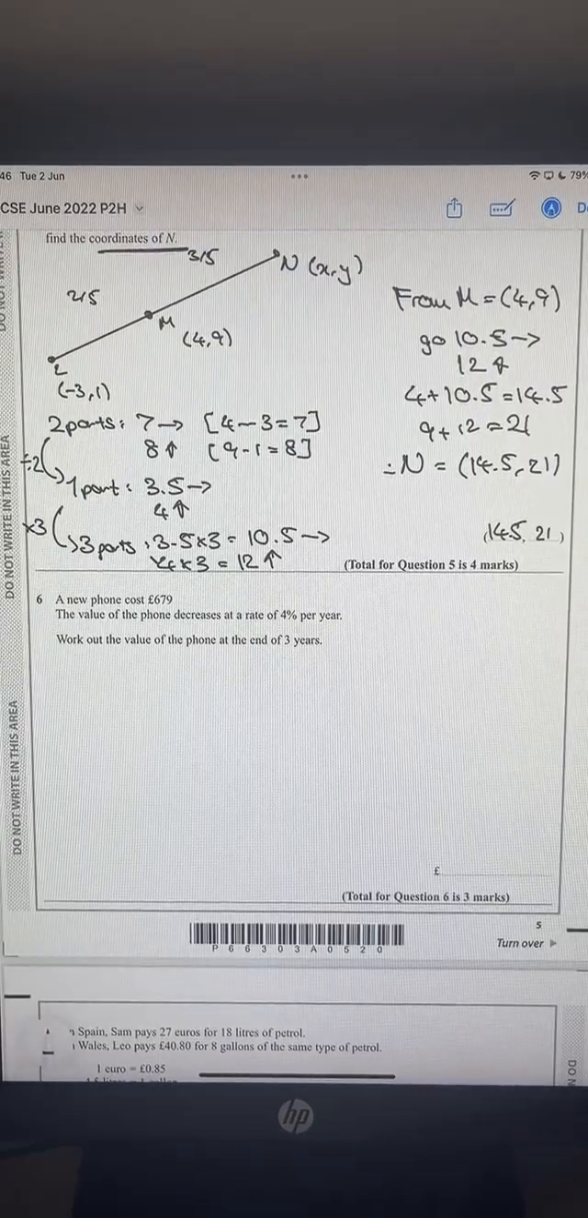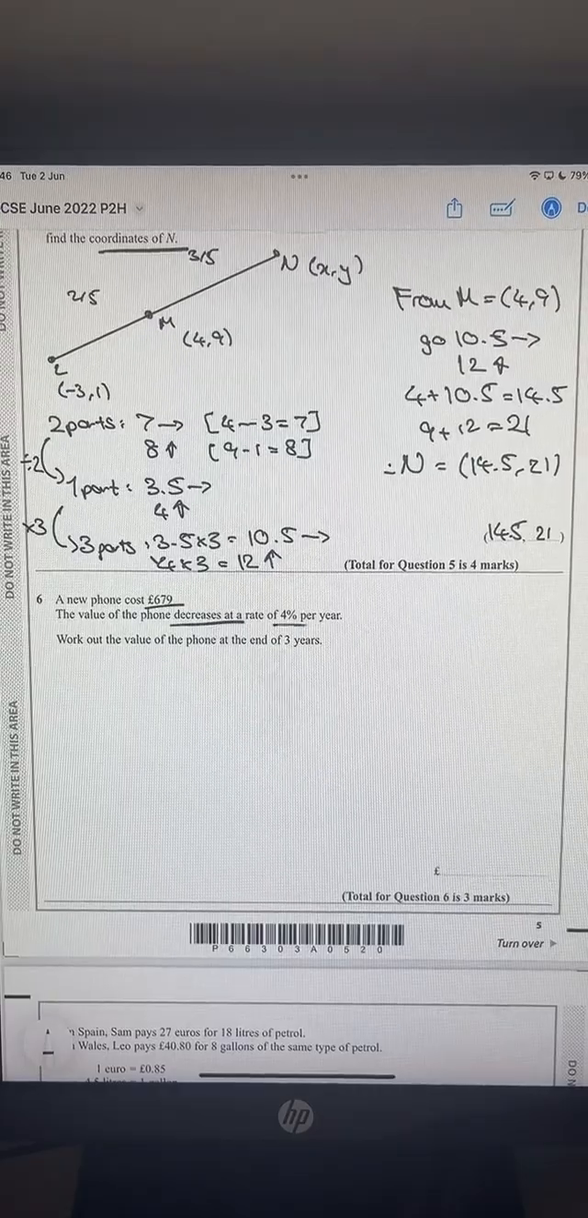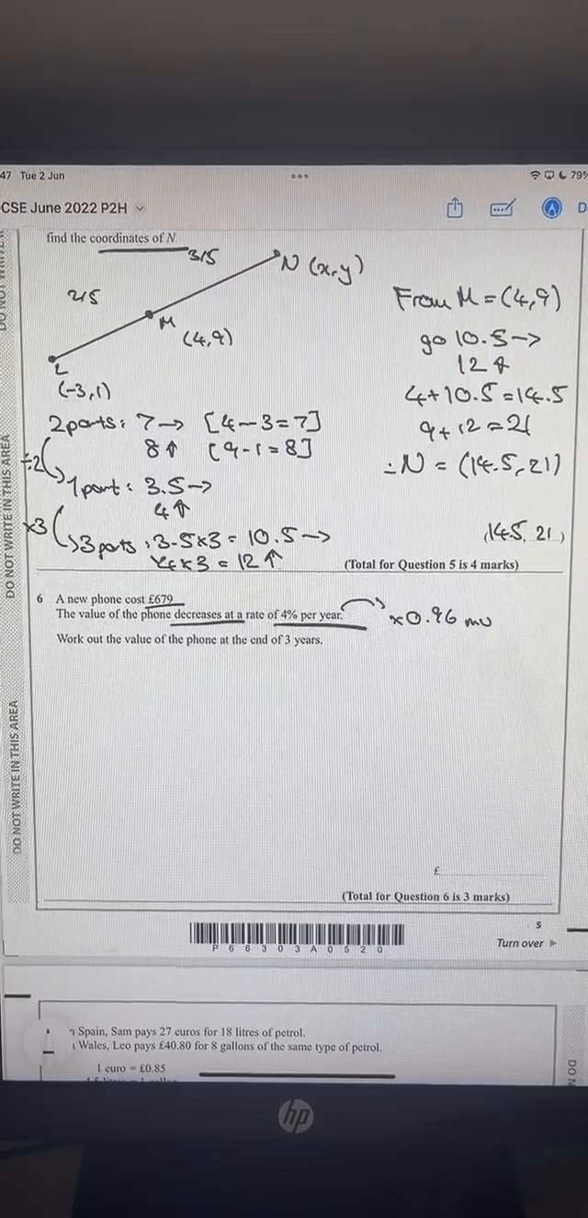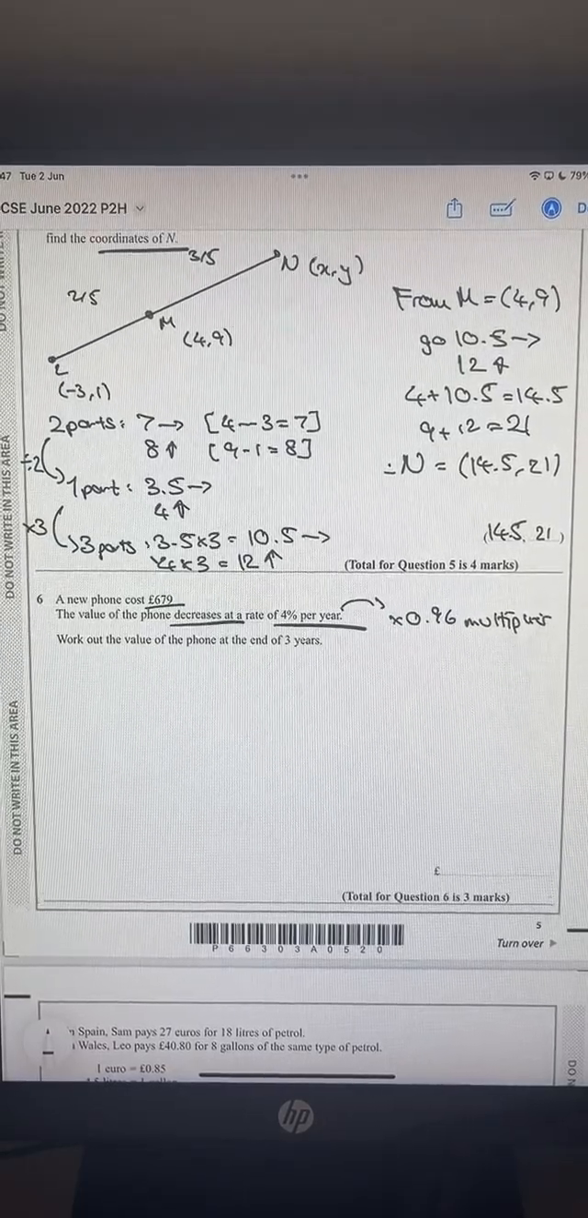Okay, a new phone costs £679. The value of the phone decreases at a rate of 4% per year. So if it's decreasing at a rate of 4% per year, my multiplier is going to be 0.96, because the original amount would be multiplied by 1, but I'm having 96%, which is 4% off 100%. So I multiply by 0.96, which is 96% as a decimal. So that is my multiplier.